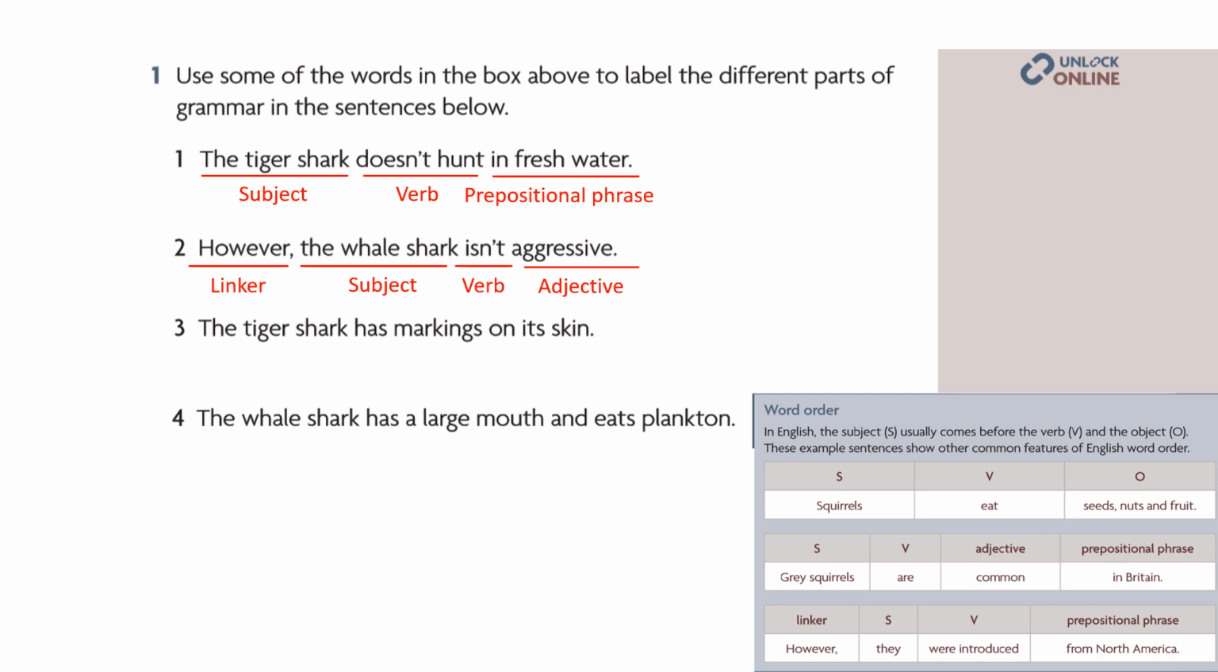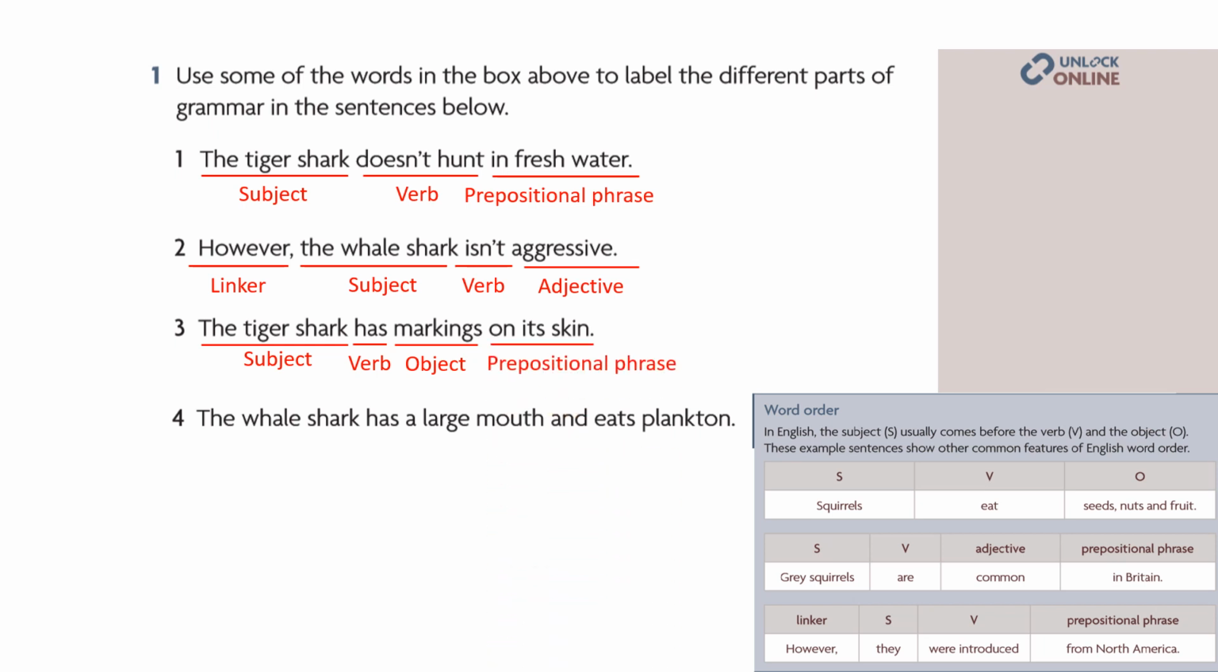Number 3, the tiger shark has markings on its skin. Where is the subject? The tiger shark. Verb, has. Object, marking. On its skin. On is a preposition, so it's a prepositional phrase.